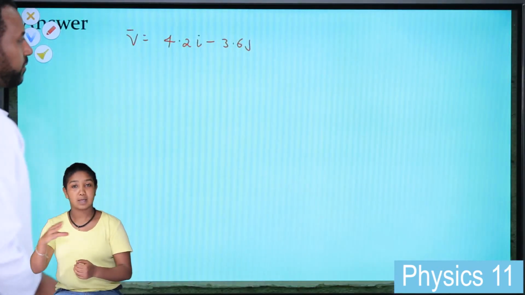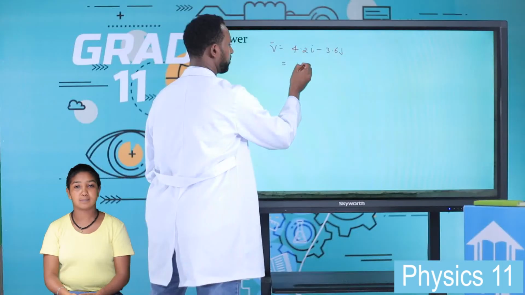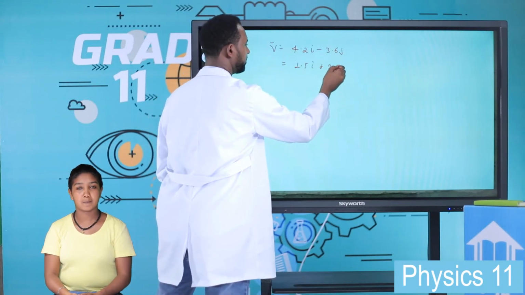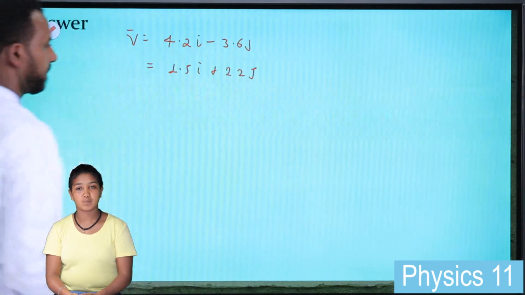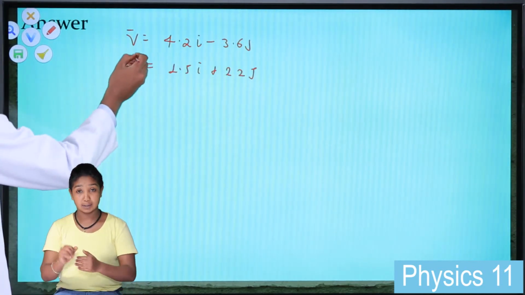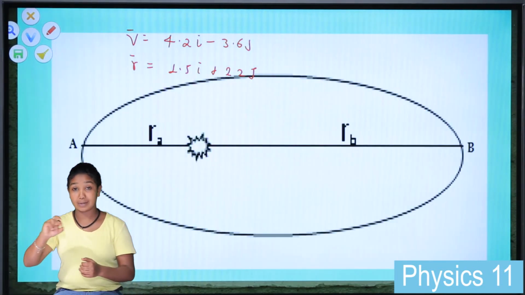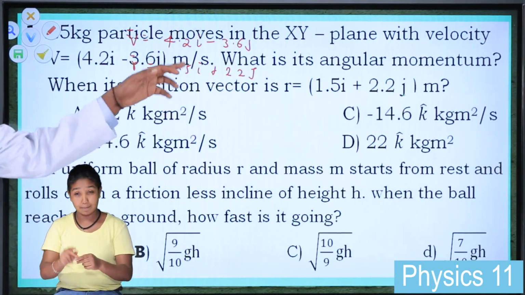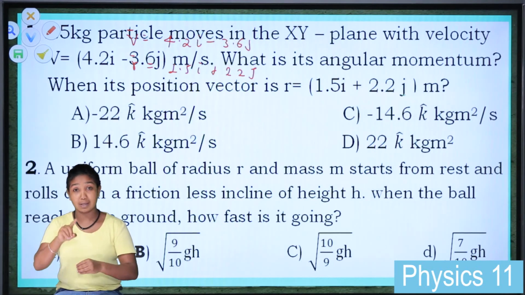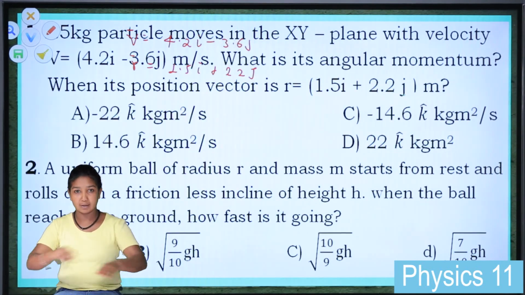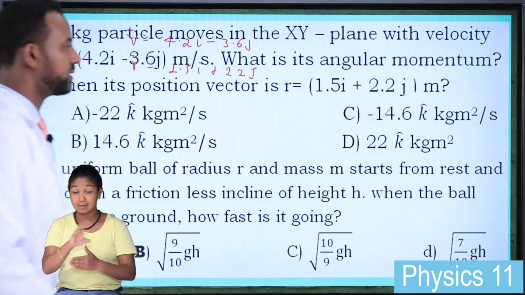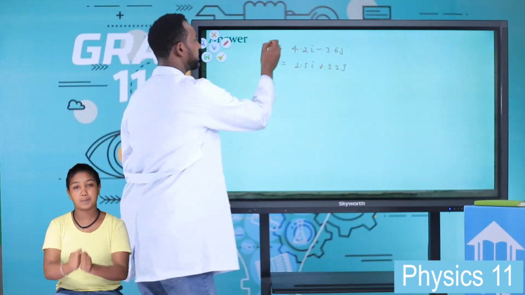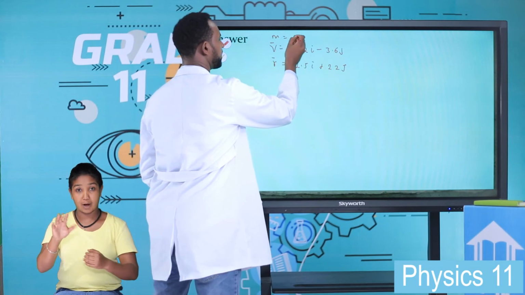And we have also the moment arm, 1.5 in i plus 2.2 in j. This is the moment arm. And we have a mass here: a 5 kilogram particle moves in the xy plane. Therefore, we are asked to find the angular momentum. Let's try to solve it together. The mass is given to be 5 kilograms.